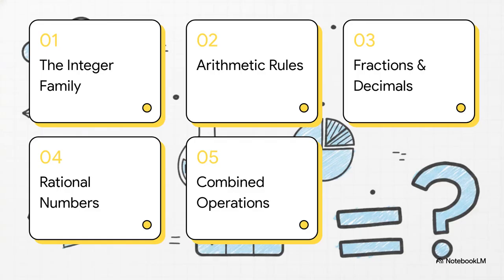So here's our agenda for today. We'll be hitting 5 key areas. First, the integer family, then arithmetic rules and laws, followed by navigating fractions and decimals. After that, we dive into the world of rational numbers, and finally, mastering combined operations.